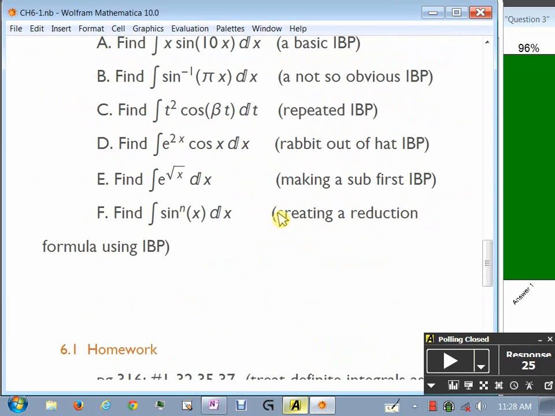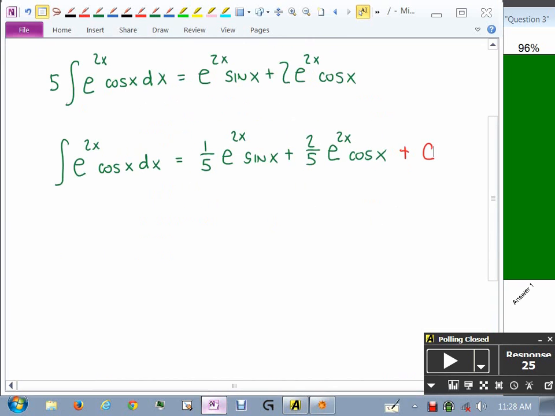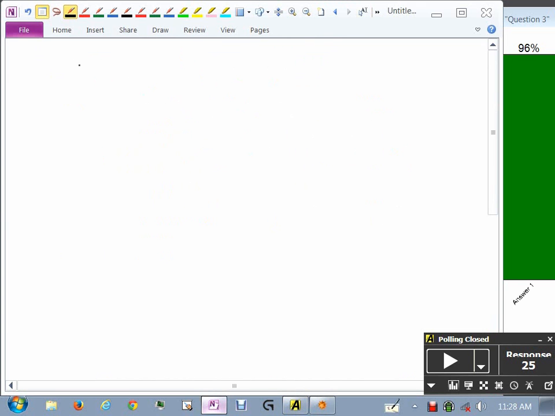So the next one is an integration by parts where you make a substitution first. I'm kind of giving it away when I'm putting it up here. But the integral of e to the square root of x dx.